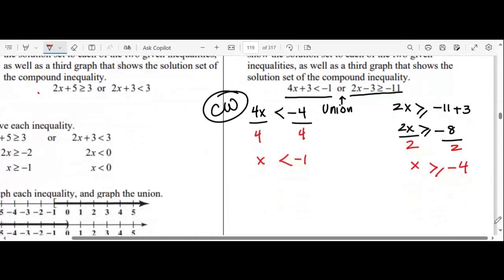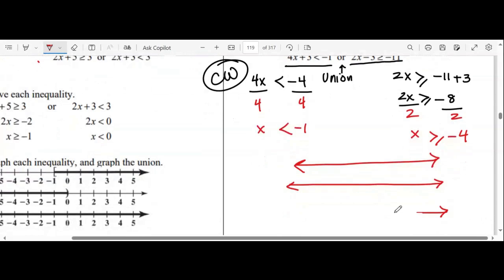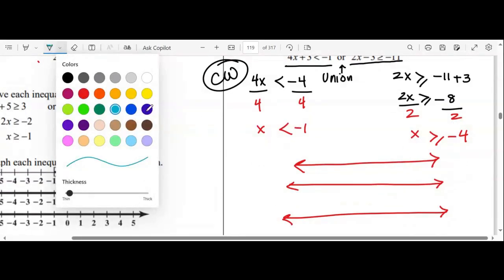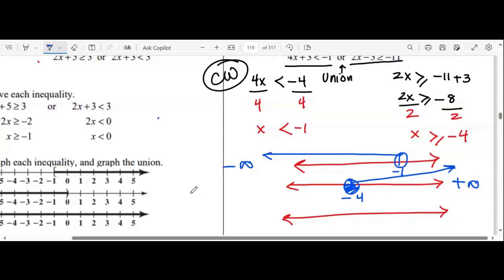Yalla, can you graph this? Yes. Graph it. How many graphs do you have to make? 2, and the first one is open, the second one is closed. So let's graph the first one. Negative 1, going to where? Left. And the other one going to the right. Open or closed? Closed. Going to where? Right. Now are we doing intersection or union?